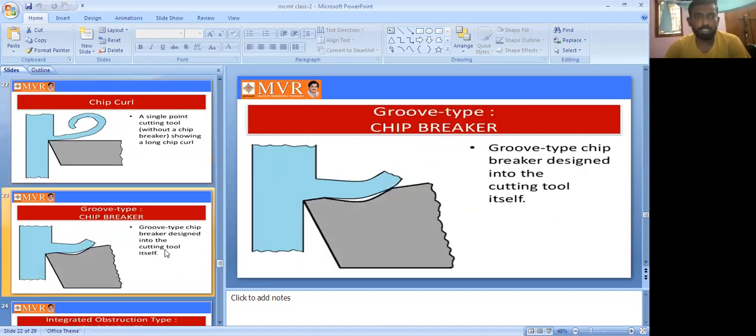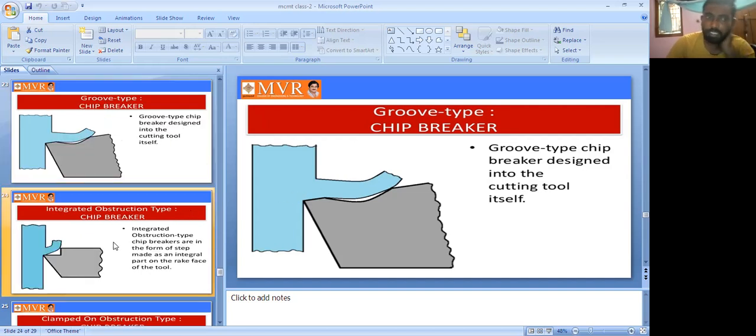Next, see here, the groove type chip breaker. This is one type of chip breaker, designed into the cutting tool itself.